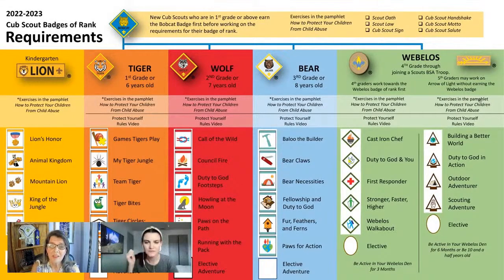If a scout joins in 5th grade, they still need to do Bobcat. They need to do the pamphlet and the Protect Yourself video. The Protect Yourself video is not for Lions, but it's for all the other ones. We already went over that in another Cub Chat Live on that revision. And they have those 4 pins that they work on.